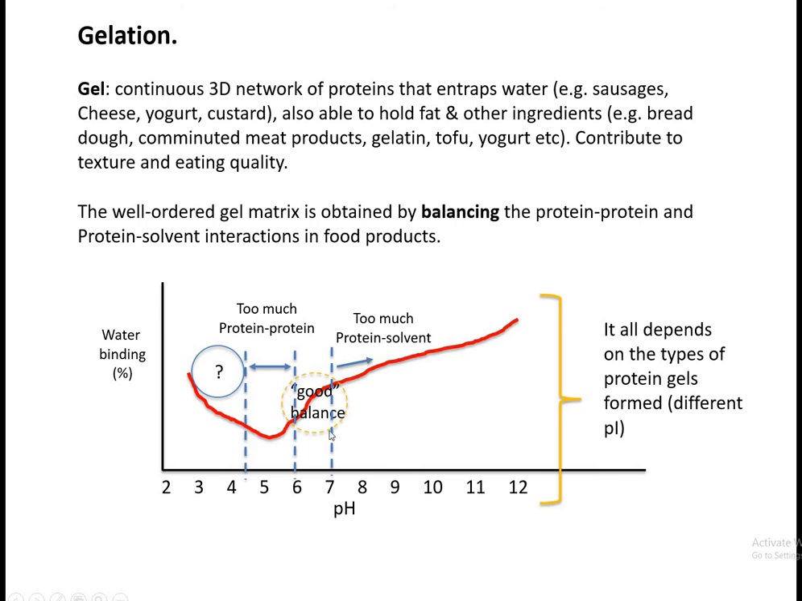So to achieve the balance, there must be some region. This is just an example. There must be some region where a balance exists, where protein-protein and protein-solvent interactions exist in such a way that a well-ordered gel matrix is obtained. Okay, so that's what we want. As food technologists, as product developers, your job is to find this balance of protein-protein and protein-solvent interaction.